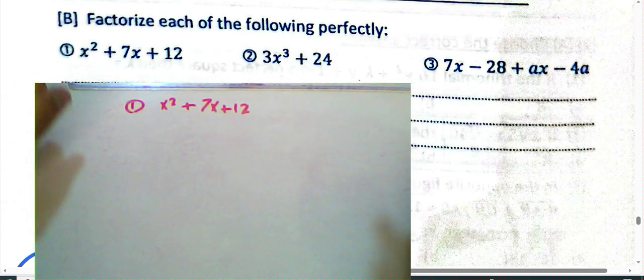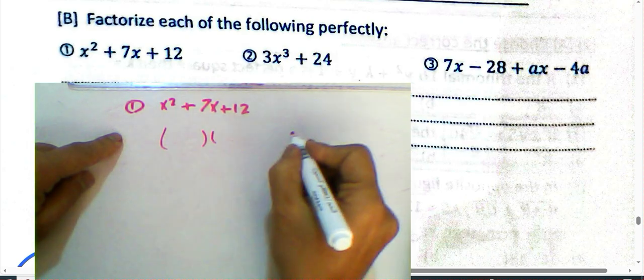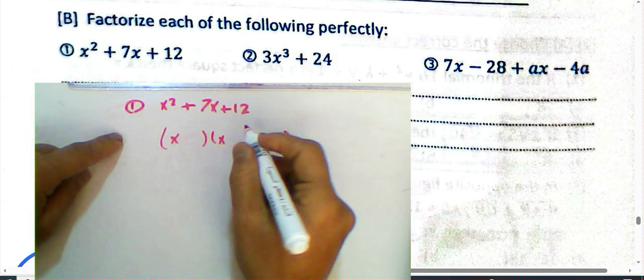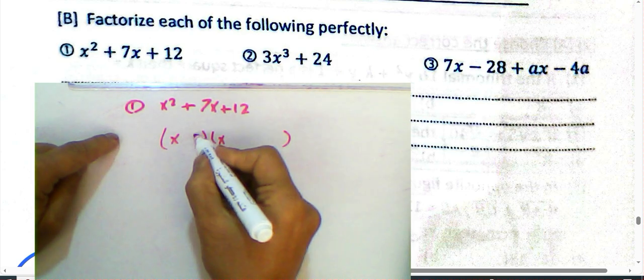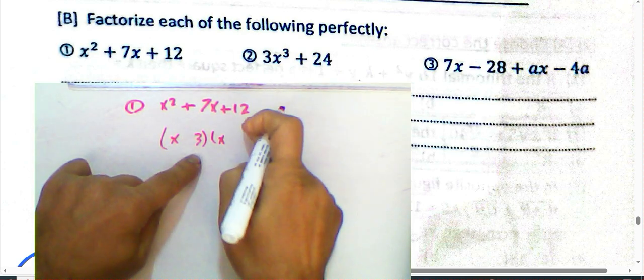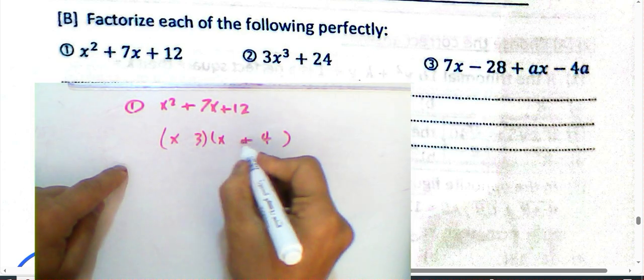Factorize each of the following perfectly. We can factorize the expression x power 2 equals x times x. We want two numbers whose product equals 12 and sum equals 7. We can write 3 times 4. 3 times 4 equals 12 and their sum equals 7. Right here positive and positive. Next question number 2.